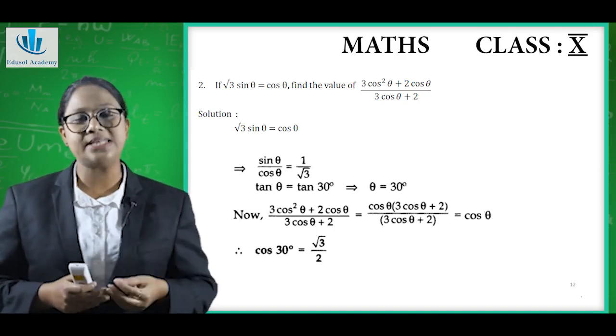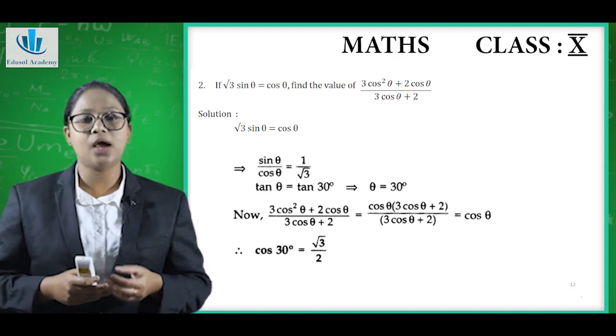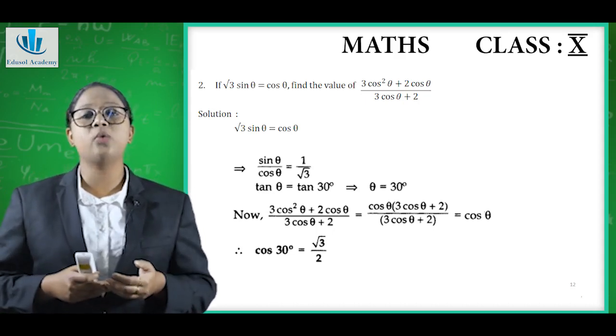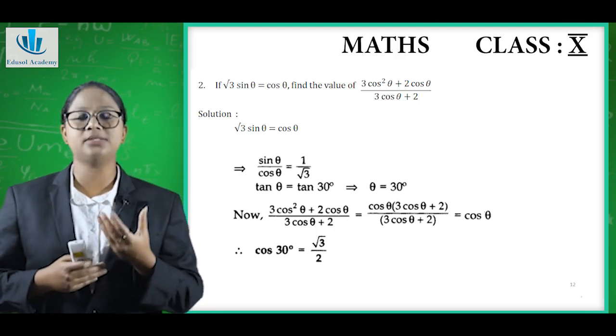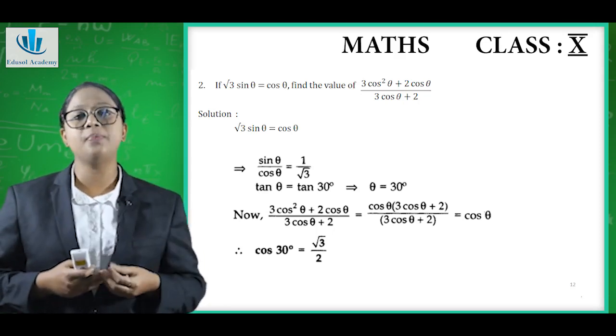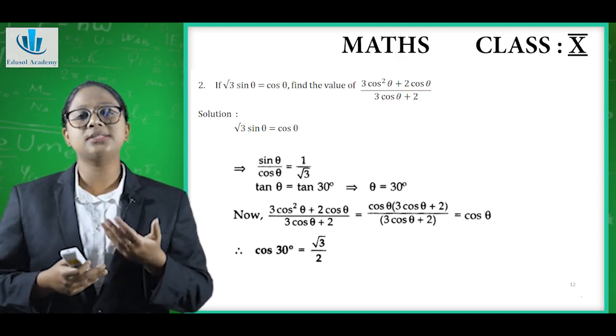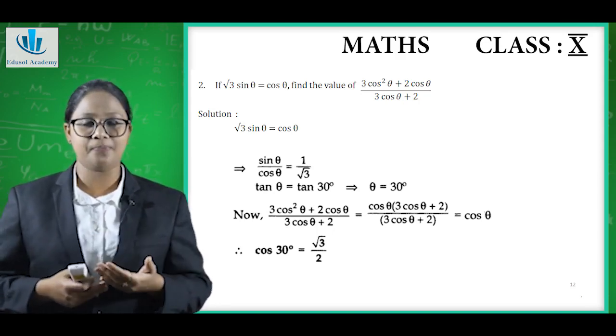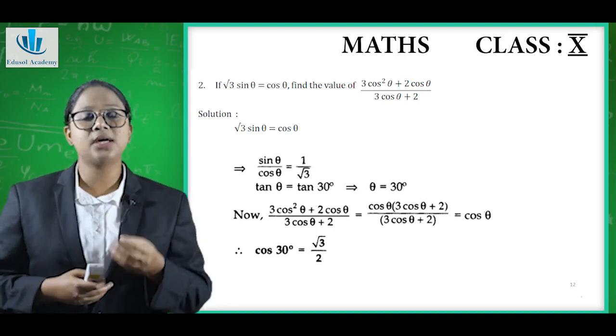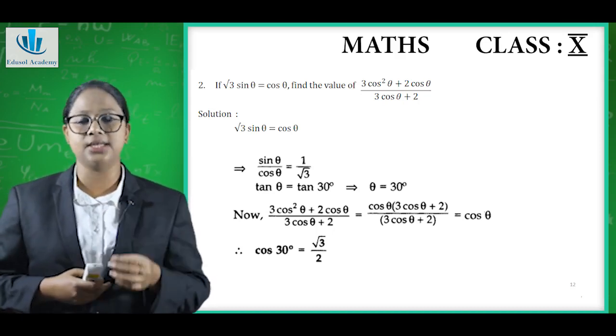What is cos by sine? It's cot theta. Now we get cot theta is equal to root 3. You can check the ratios of specific angles and see for which angle cot theta is equal to root 3. So we will get theta as 30 degrees.